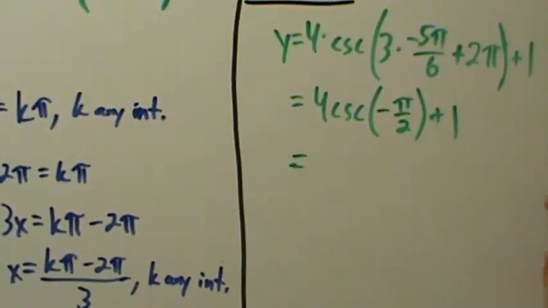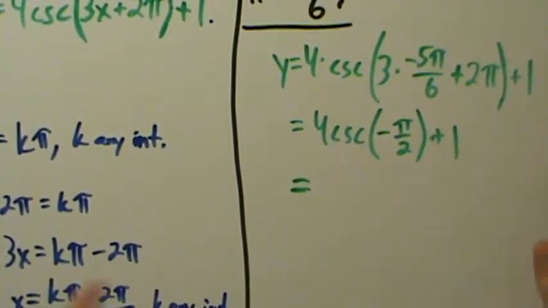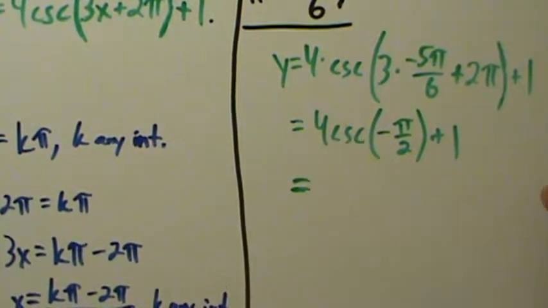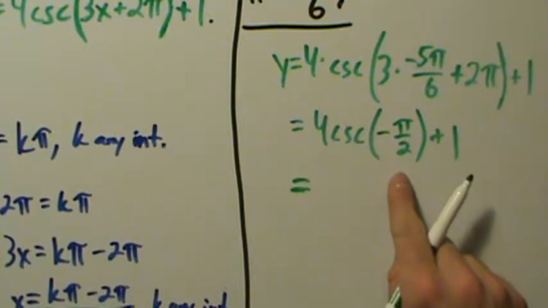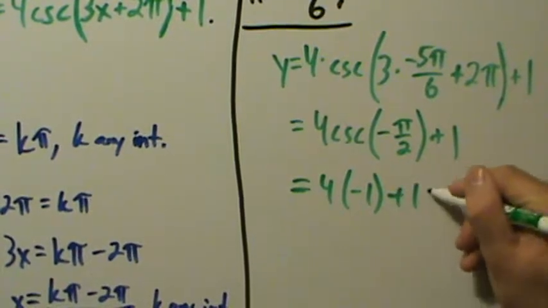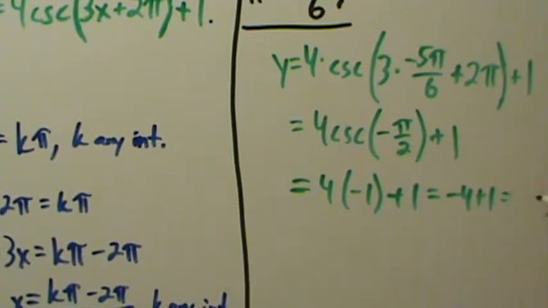Now again, here's where our knowledge of the unit circle comes in handy. So cosecant of negative pi over 2, a few different ways to think about it, but no matter how you think about it, you're going to get cosecant of negative pi over 2 is negative 1. So this is 4 times negative 1 plus 1, which is negative 4 plus 1, which is negative 3.